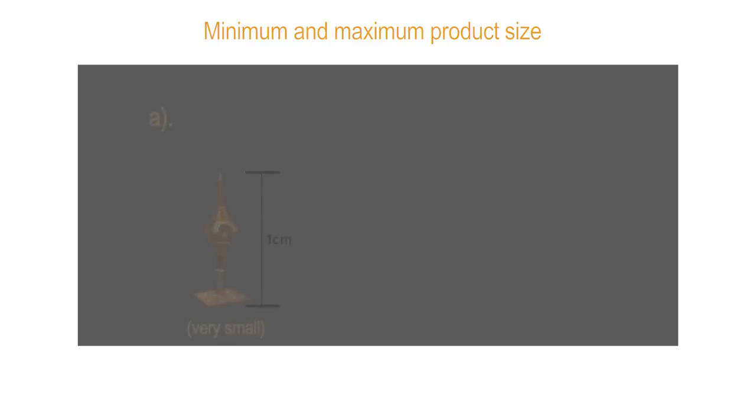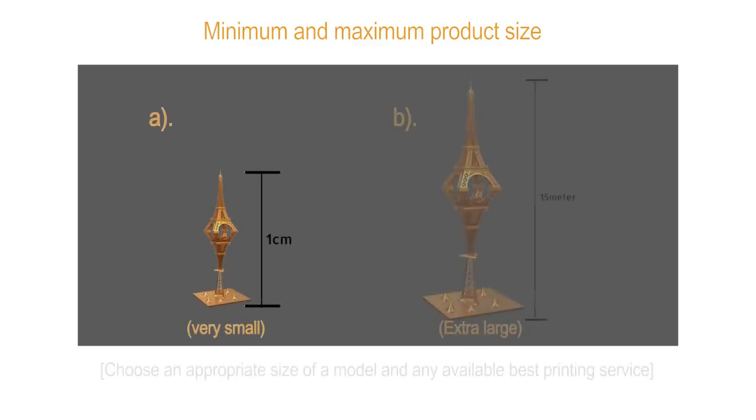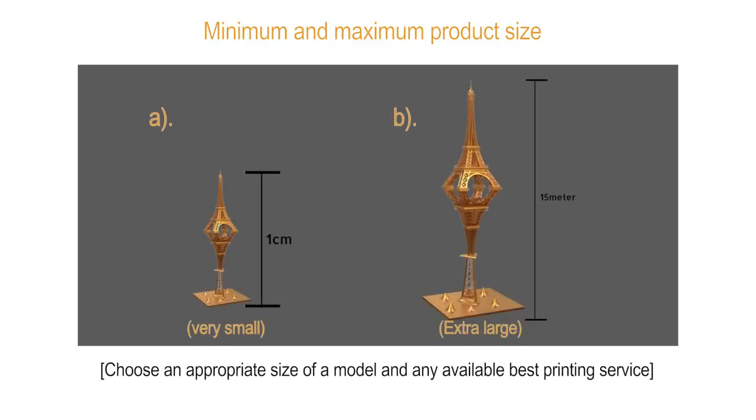Our second point would be minimum and maximum product size. Basically, it's related to the size of our model. There are so many different printing machines available in the market and every machine has a few limitations, like we can't create a very tiny model or a very large model. So we have to keep in mind what size we are going to print, what kind of printing machine service we are using, and what its limitations are. These are very important.